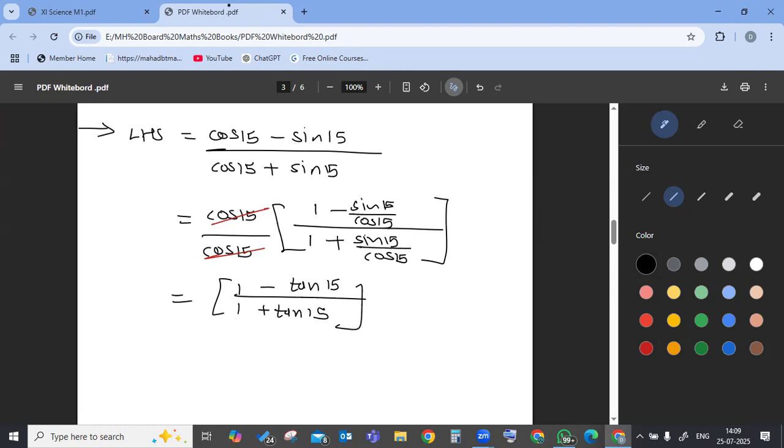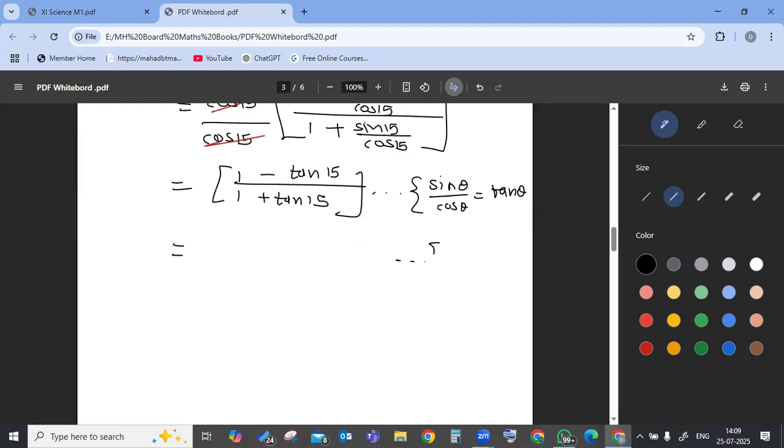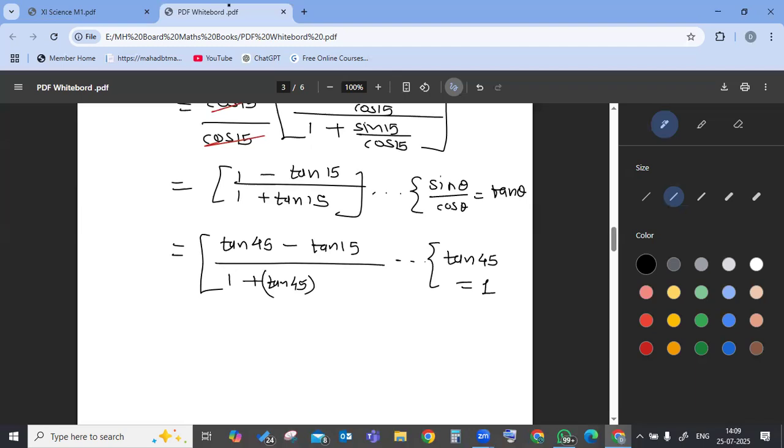But it is nothing but what? Because sine theta upon cos theta is equal to tan theta. Now here use tan 45 equals 1. So with this fact we get tan 45 minus tan 15 divided by 1 plus tan 45, that is 1, into tan 15.